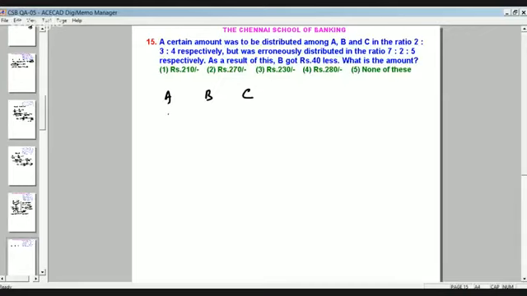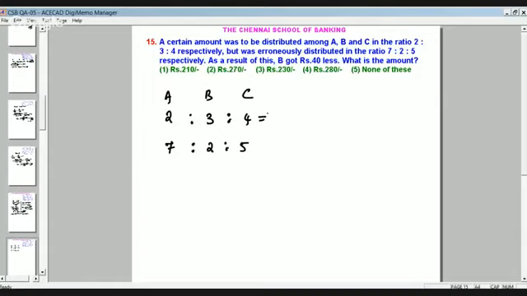ABC. Actually it should have been divided 2:3:4, but by mistake it was divided 7:2:5. So in that case B got 40 rupees less. Then what is the amount? A certain amount was distributed, and B's share came to 40 rupees less.